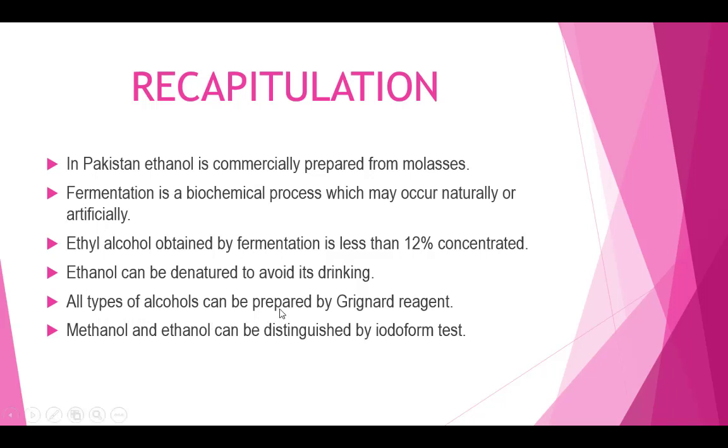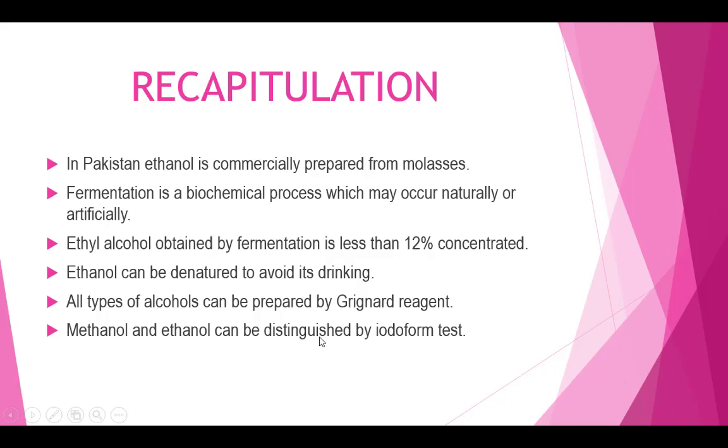All types of alcohols can be prepared by Grignard reagent. As we have seen, when Grignard reagent reacts with formaldehyde, primary alcohol is prepared. Grignard reagent when it reacts with acetaldehyde, secondary alcohol is prepared. Grignard reagent when it reacts with acetone, tertiary alcohol is prepared. With formaldehyde, primary alcohol. With acetaldehyde, secondary alcohol. And with acetone, tertiary alcohol is obtained.